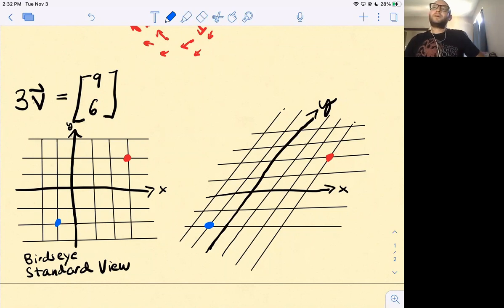And this is where it gets weird. How do you guys think, I want to hear your ideas. How does a computer know that the blue point is the same as the red point? Is it easy for a computer to tell that, hey, the blue points should be the same and the red points should be the same?